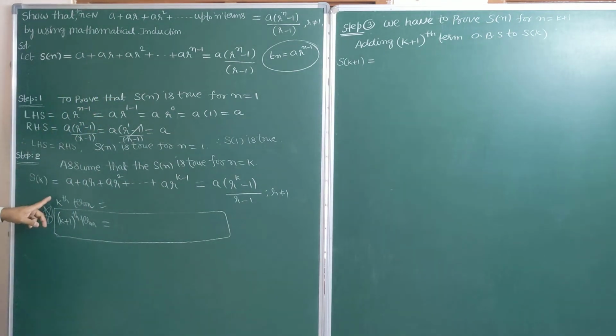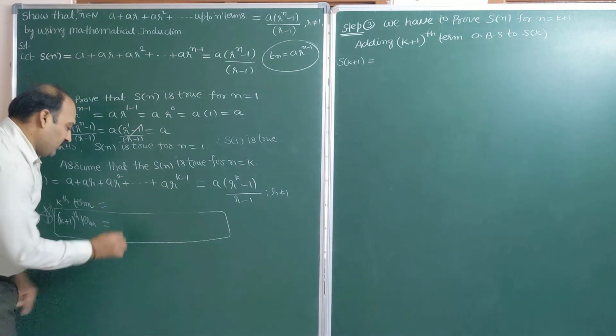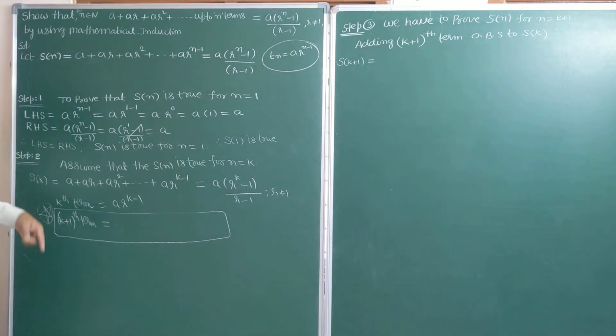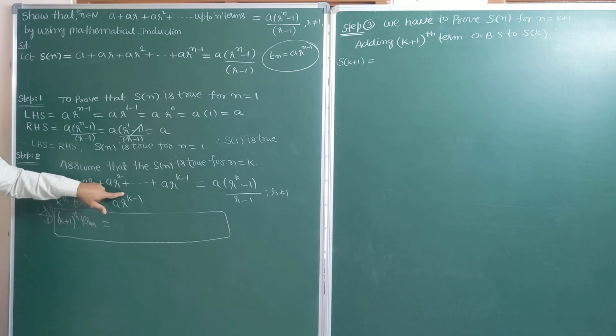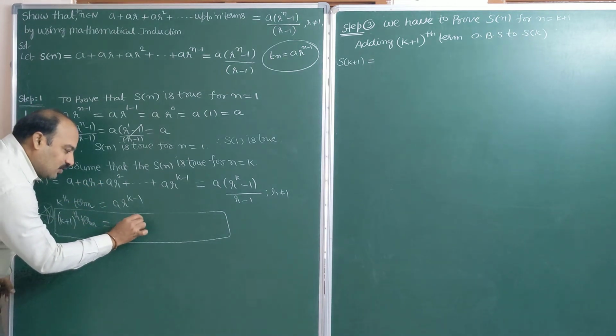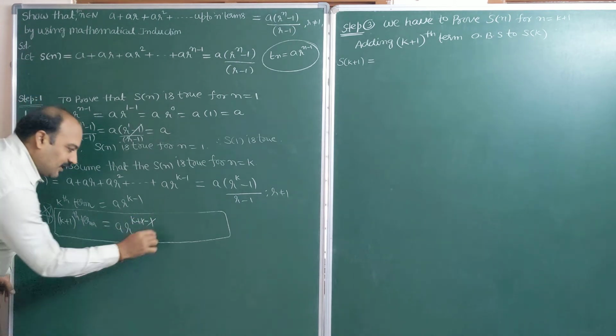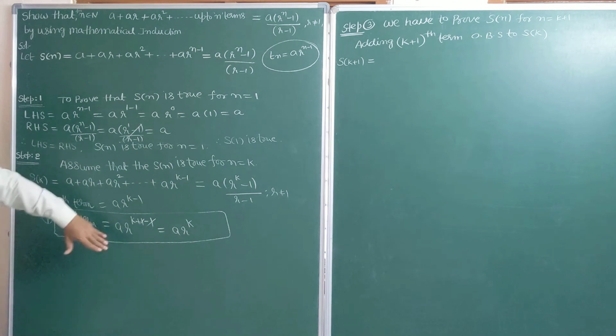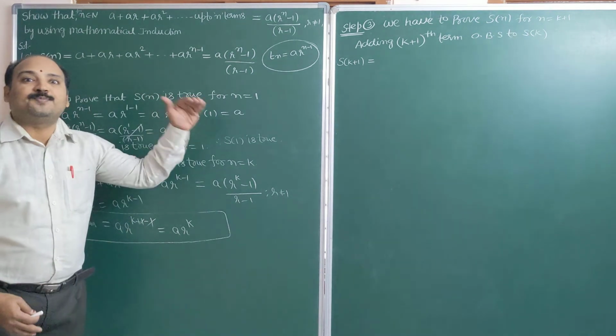After that, the kth term is this one, a r power k minus 1. For the k plus 1th term, wherever k is there, replace with k plus 1. So a r power k plus 1 minus 1. Plus 1 minus 1 cancel. Therefore, you will get a into r power k. This term we are going to add for step 3.